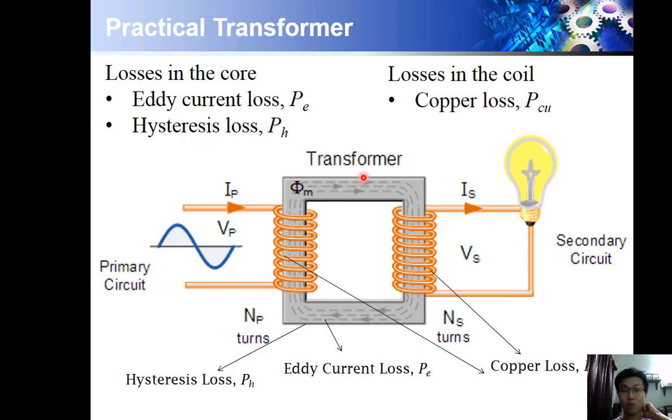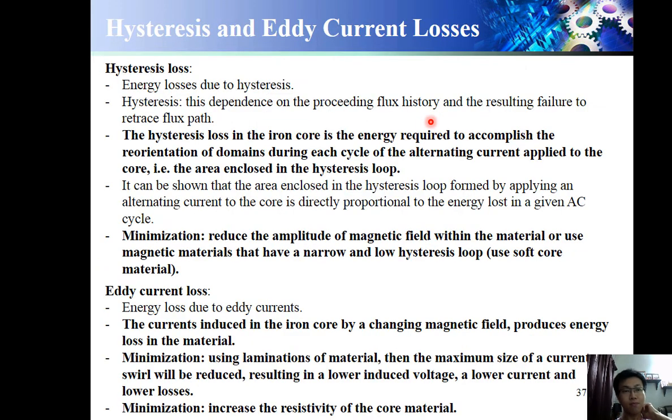Okay, in a practical transformer, the losses in the core contain eddy current loss, P_E, and hysteresis loss, P_H. Then there are losses in the coil. The coil is on the copper side, so we call it copper loss. Majorly there are two component losses in the core and losses in the coil, but split into three: eddy current loss, hysteresis loss, and copper loss.